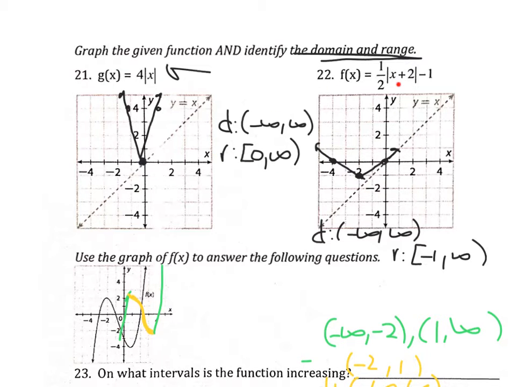22, it's got a left shift 2, a down shift 1, so go to there. There's a 1/2 in the front, so we're going to go over 2, up 1. Sorry, over 2, up 1. Draw your V. Got it? And don't forget your domain and range again.